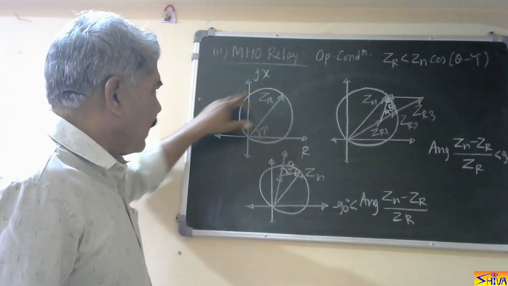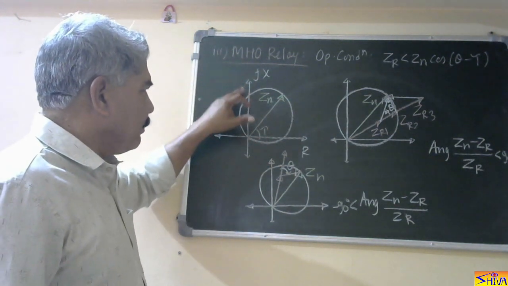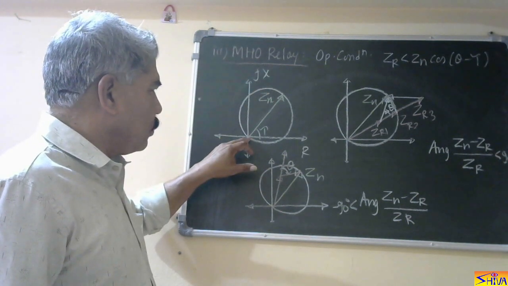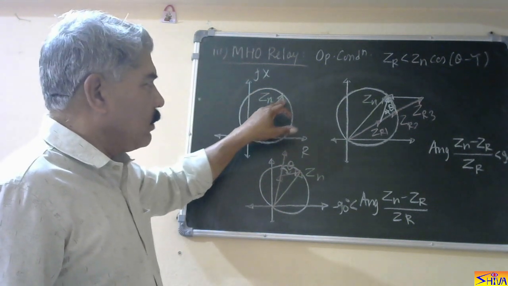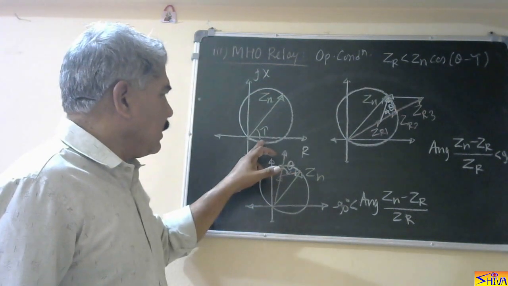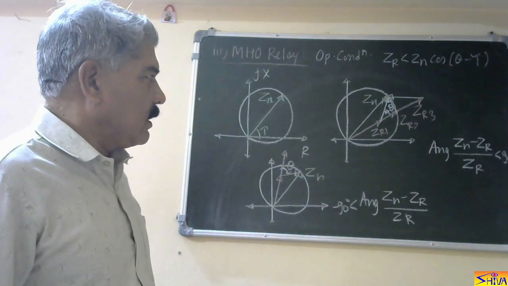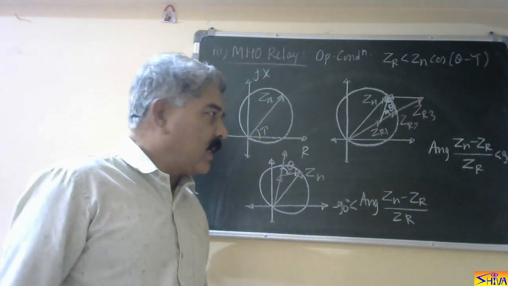Now this is the characteristic. It is the RX diagram, RX plane. The characteristic is a circle passing through the origin. The diameter is equal to the impedance setting of the relay, and this is at angle tau degrees with respect to the resistance axis. Now let us generate the operating condition.